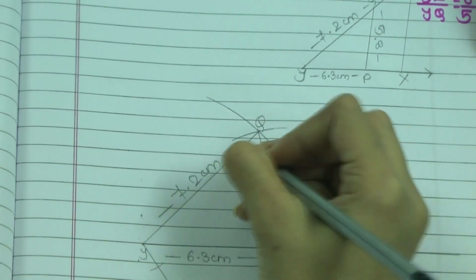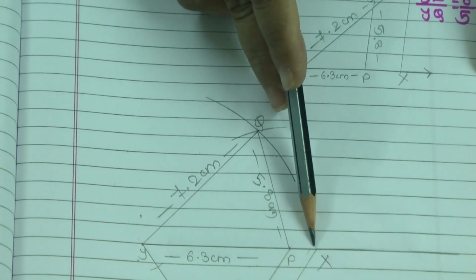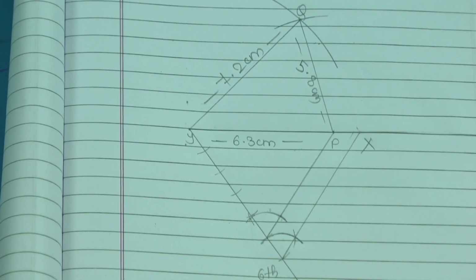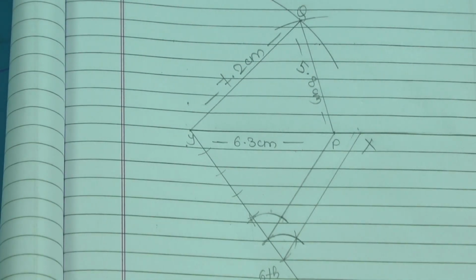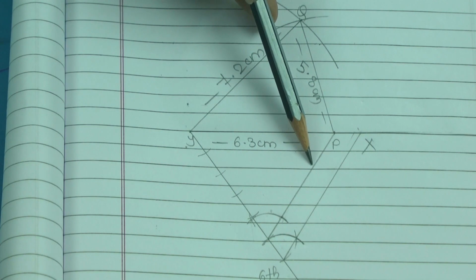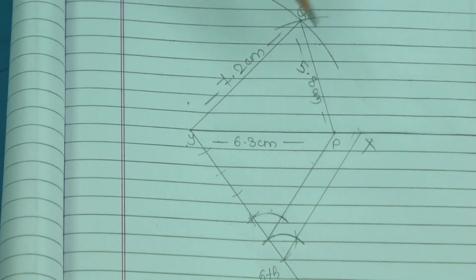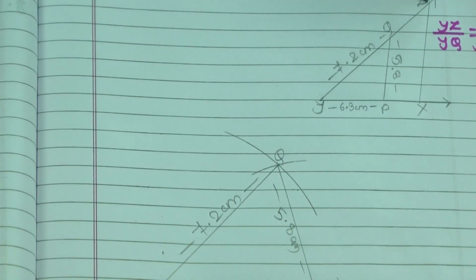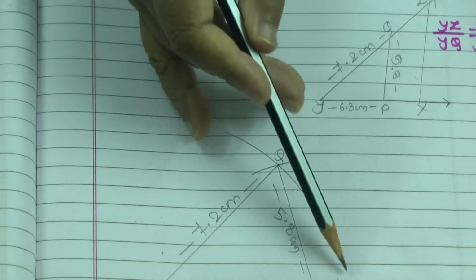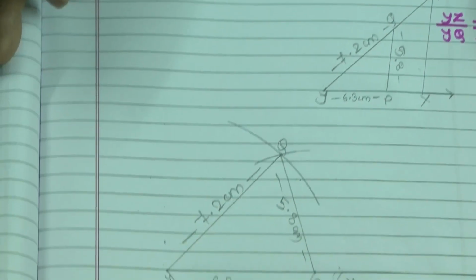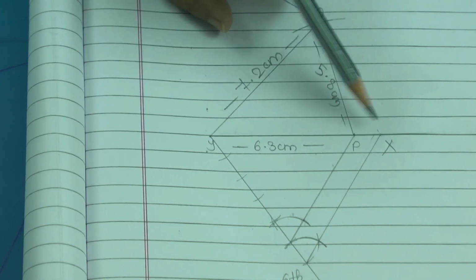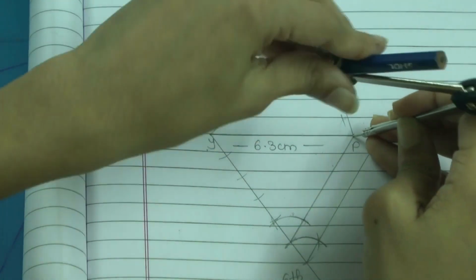Now children, we have already got point X by this construction, and now we want to locate point Z. For locating the point Z, we know this line is parallel to this line. Similarly, PQ is parallel to XZ. So for XZ, this angle will be equal to this angle. So we will be drawing an equal angle over here.